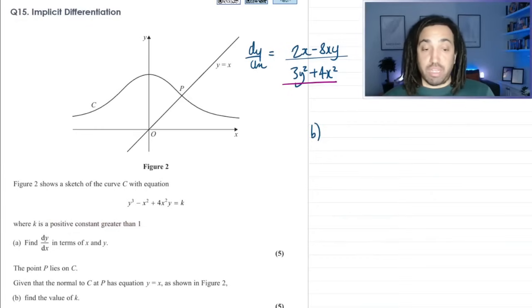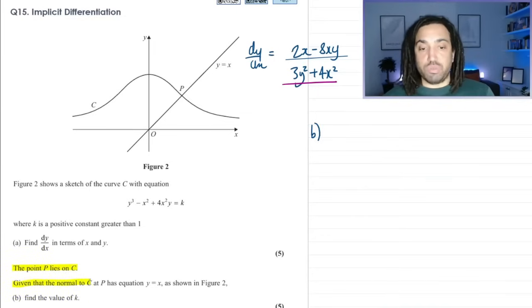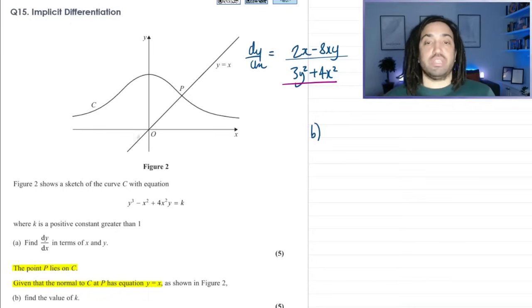Okay, part B says the point P lies on C. Given that the normal to C at P has the equation y equals x, as shown in figure 2, find the value of k.